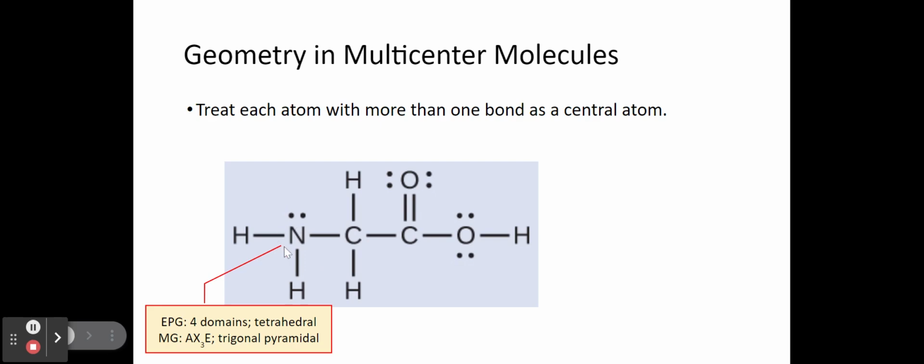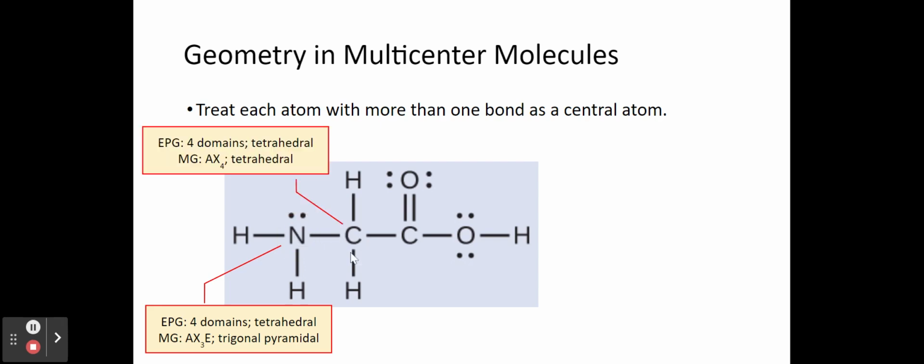So let's look here at the nitrogen first. We've got 1, 2, 3, 4 electron domains. That means it's a tetrahedral electron geometry, but because of this lone pair of electrons, the molecular geometry around this nitrogen would be trigonal pyramidal.